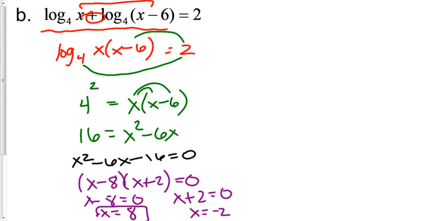And now let's check negative 2. If I plug in negative 2, this first log already is undefined. You can't take the log of a negative number, so the log base 4 of negative 2 is undefined. The second one's also undefined because if you plug in negative 2, you're going to be taking the log base 4 of negative 8. Those are undefined logs, and so we don't want to use negative 2 as a solution. So x equals 8 is the only solution here, and you could definitely check it if you wanted to.